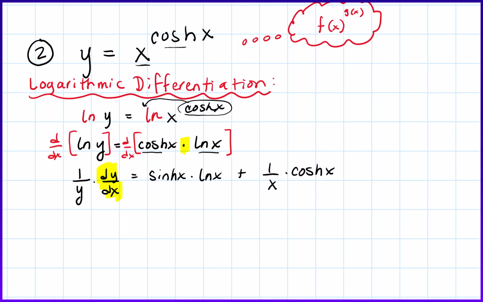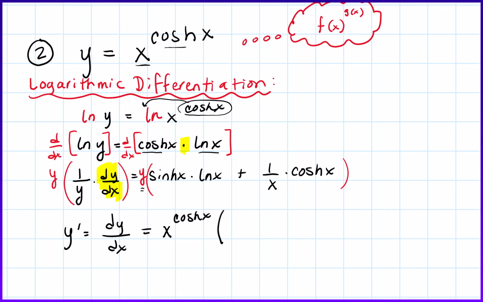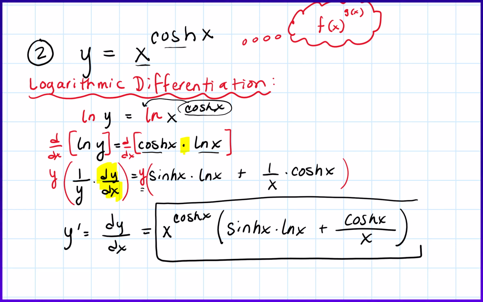And now we just have to solve for the derivative. So to solve for the derivative here, I'm simply going to multiply both sides by y, and my derivative of this function, dy dx, or if we like y prime better, we could replace that with y prime, is equal to, now we're going to put our y back in. Remember, y was equal to x to the cosh of x, times now we've got this product, sinh of x times the natural log of x plus cosh of x over x. And that is my derivative using a little process called logarithmic differentiation.